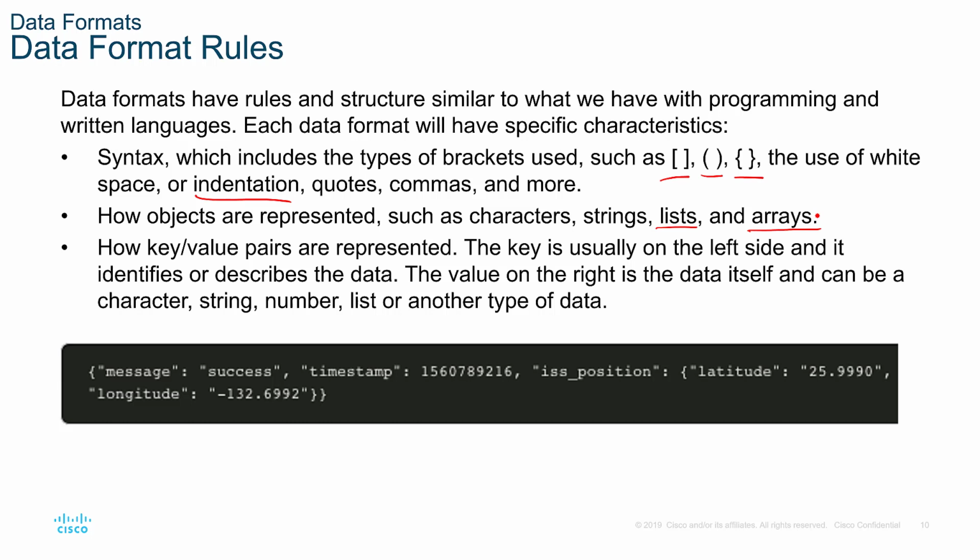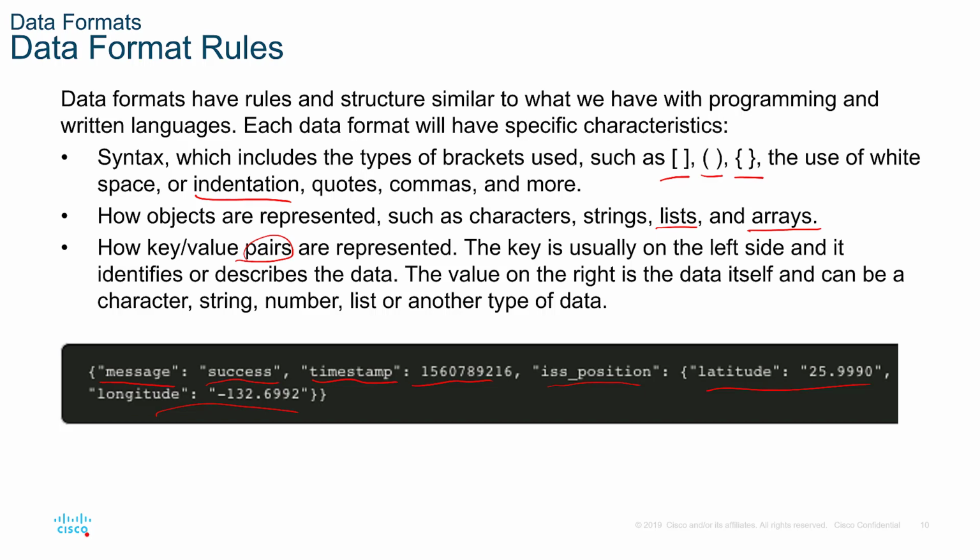So here we could have a key value. Key value. Key. These are two values. So these are pairs. The key is usually on the left side and it identifies or describes the data.